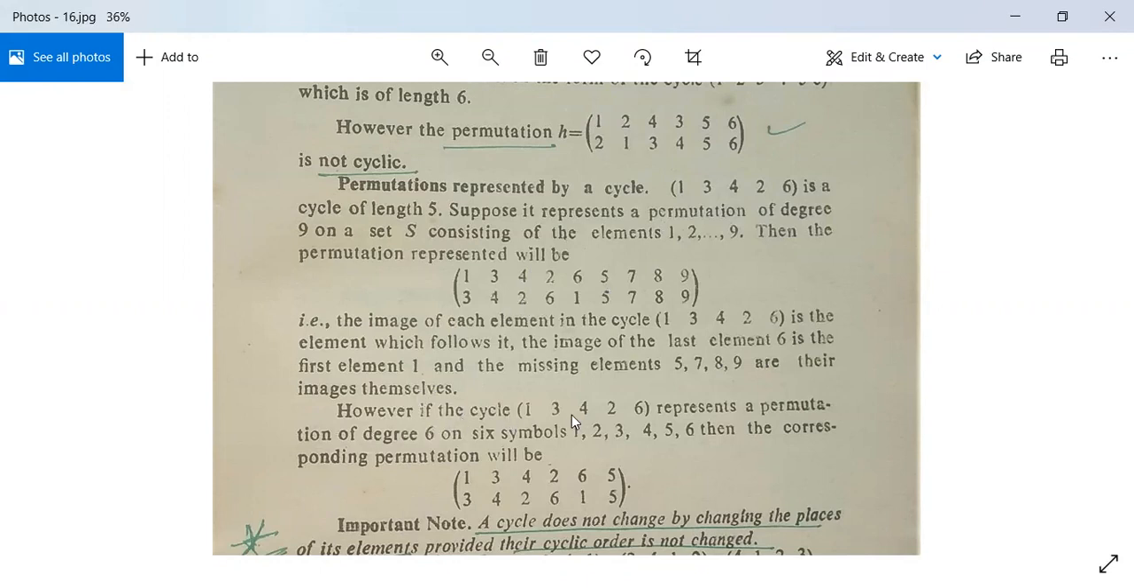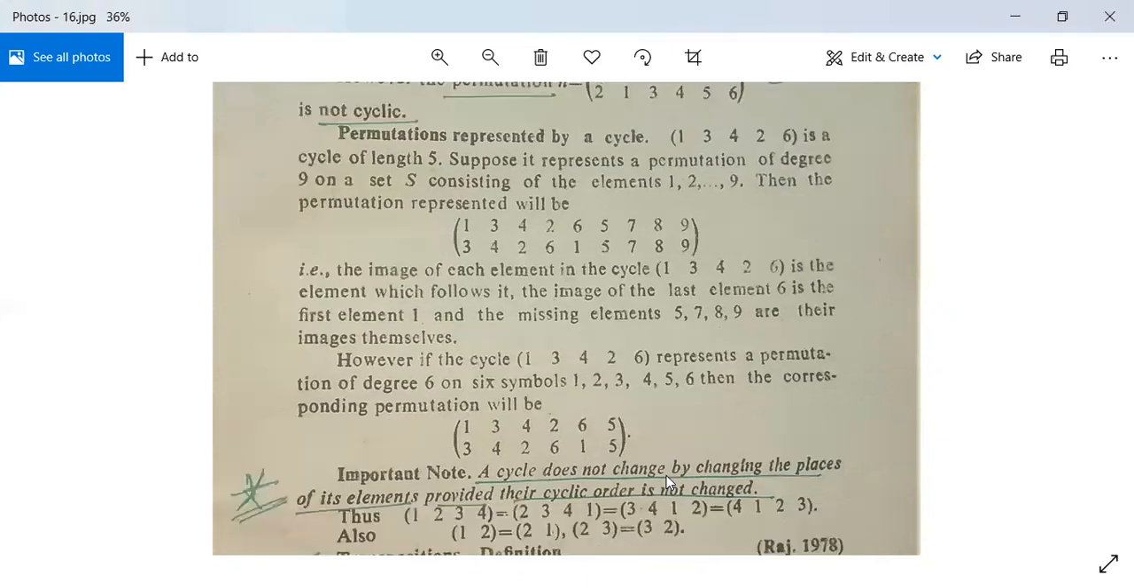However, if the cycle (1, 3, 4, 2, 6) represents a permutation of degree 6 on 6 elements 1, 2, 3, 4, 5, 6, then the corresponding permutation will be 1 goes to 3, 3 goes to 4, 4 goes to 2, 2 goes to 6, 6 goes to 1, and 5 goes to 5. So here also the cycle is of length 5, but there are six symbols. Therefore, this left-out symbol 5 is replaced by itself. So this is your permutation represented by a cycle.